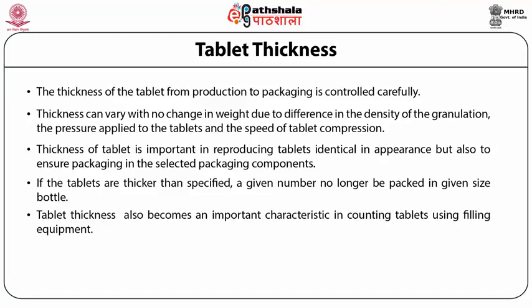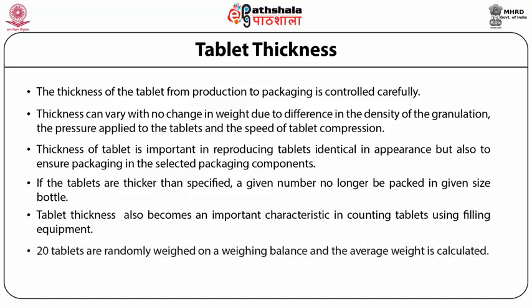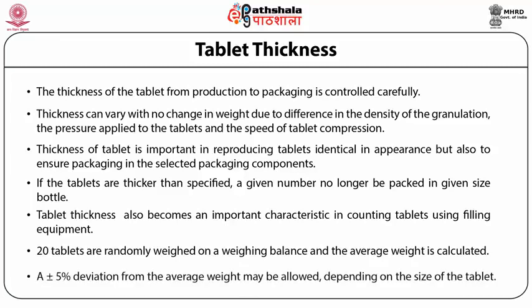For tablet thickness, usually 20 tablets are randomly weighed on a weighing balance and the average weight is calculated. A plus or minus 5% deviation from the average weight may be allowed depending upon the size of the tablet.